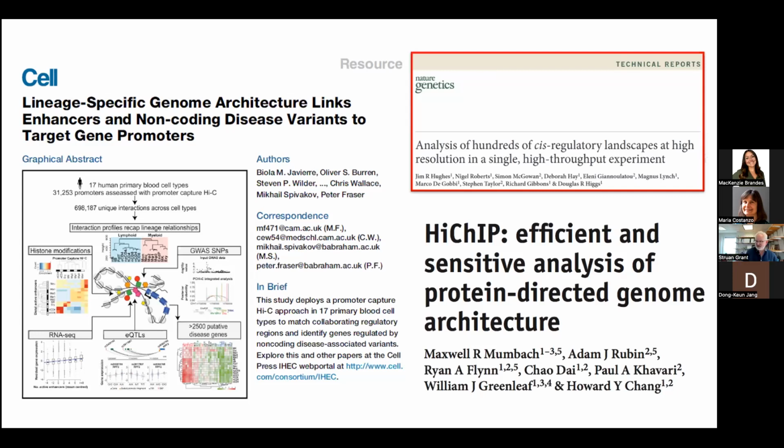We were very taken with these papers, and they're all quite different. The paper on the left, from Cell and Peter Fraser, did Hi-C for immune traits and implicated a number of different genes. The concern about that is the resolution. If you're using a low resolution Hi-C, you're looking at big chunks interacting with big chunks, so you may not have the resolution. That was something we debated.